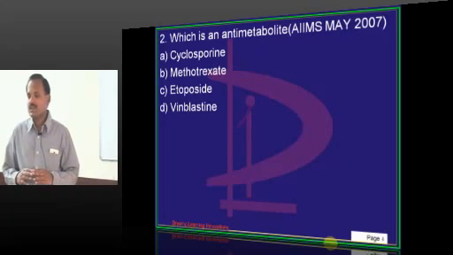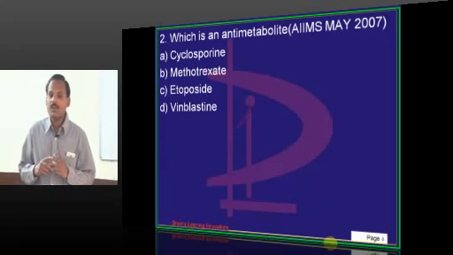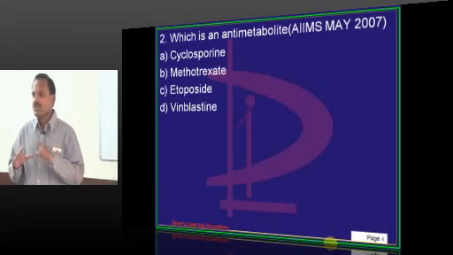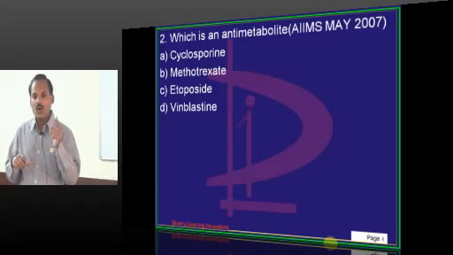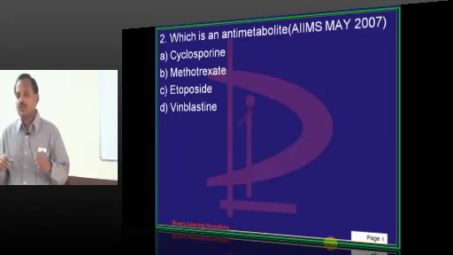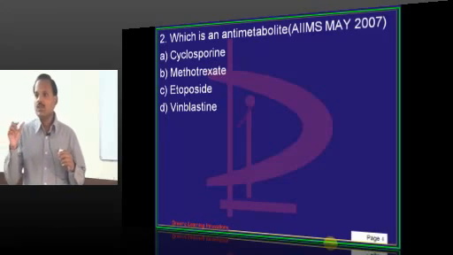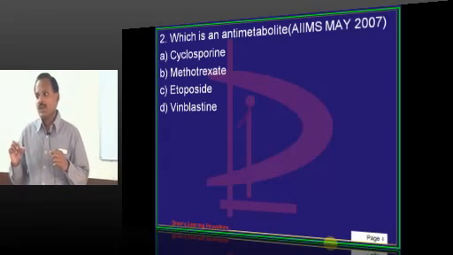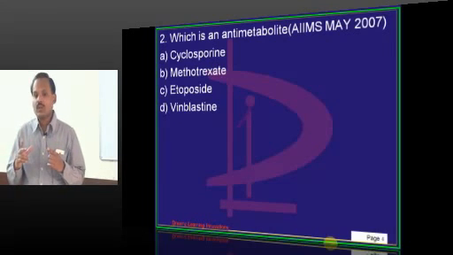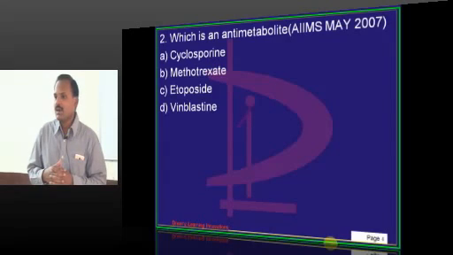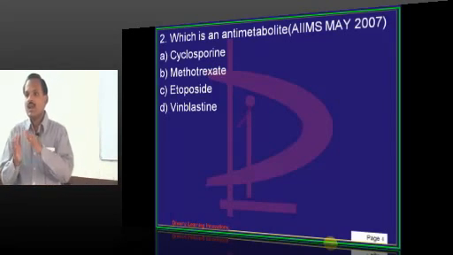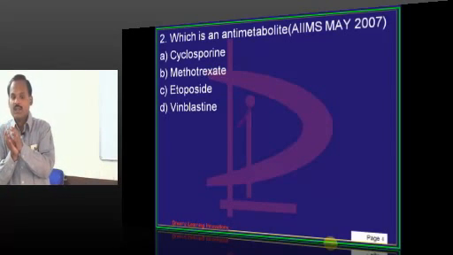Anti-metabolites are those substances which interfere with the purine and pyrimidine synthesis, or which are themselves analogues of purine and pyrimidine. Therefore, they interfere with the effective formation of DNA or the products of DNA. So, anything that is impairing nucleotide formation or disrupting the function of normal nucleotides is called an anti-metabolite.